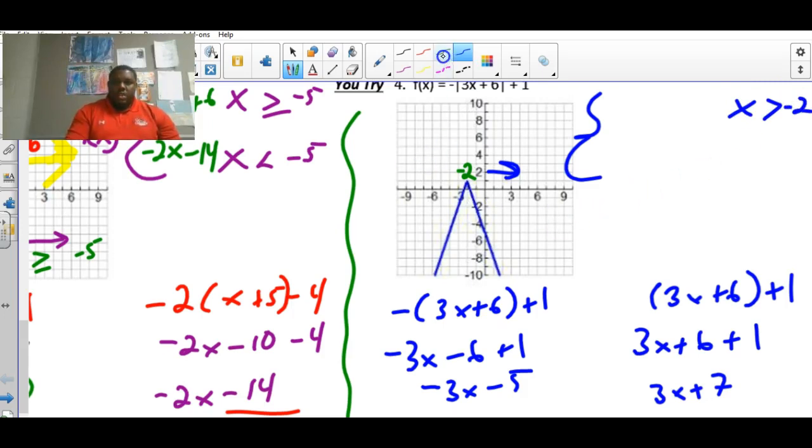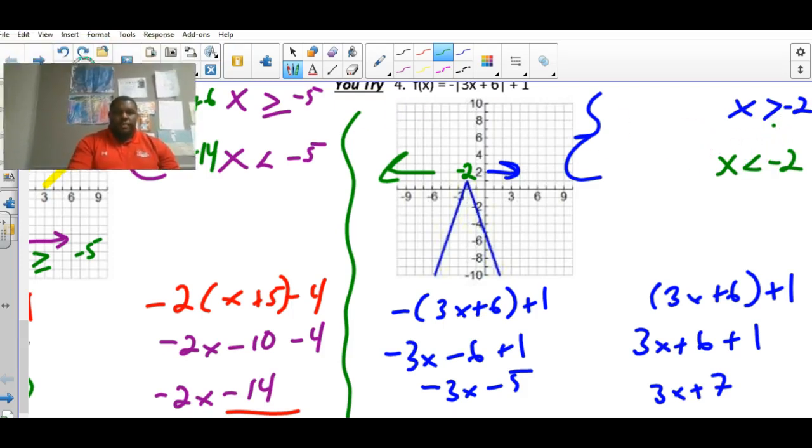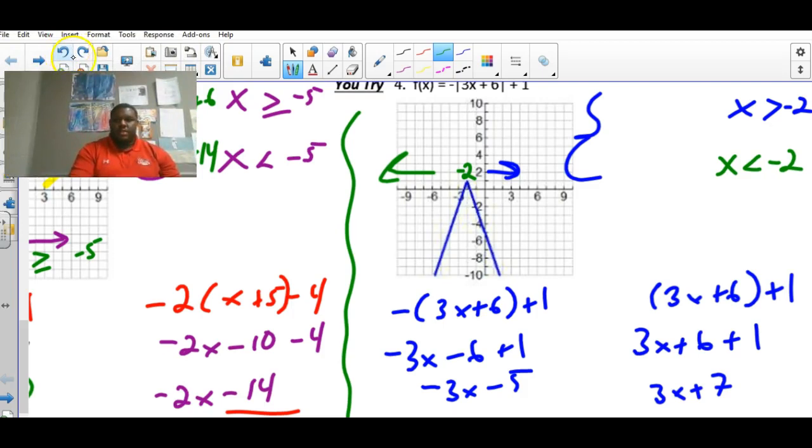And as x goes this way, x is smaller or less than negative 2. Now, before we do anything else, we have to figure out which one of these signs is going to get the equal to sign, the line underneath. So, how we figure that out is this.